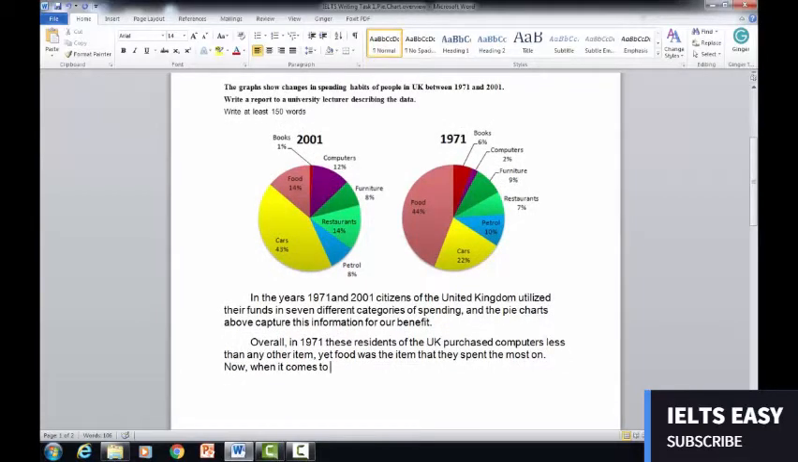To 2001. Right, now when it comes to 2001, comic books have taken on the bottom position and cars have replaced food for the top spending choice.